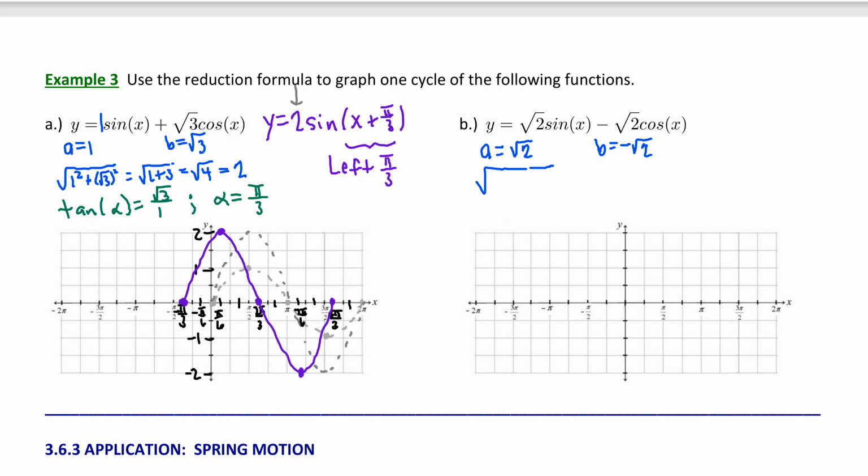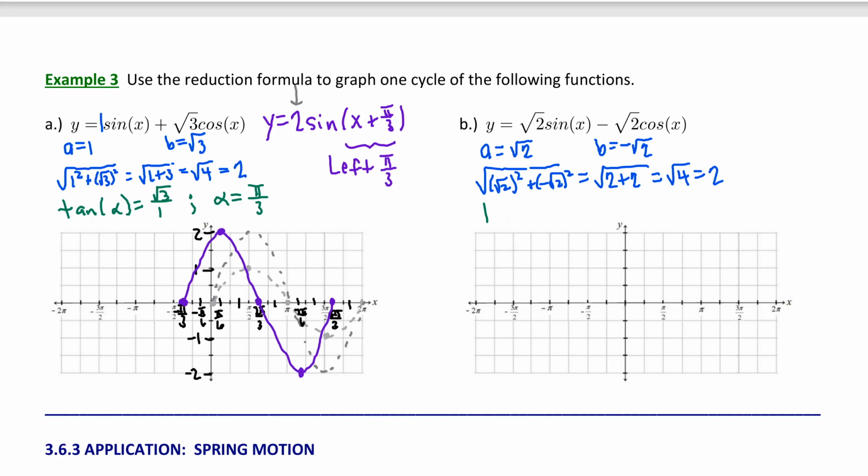To calculate the amplitude of our resulting sine wave, we're going to add the sum of the squares of these two values. The first one should be the positive one. Square root of A squared plus B squared equals square root of 2 plus 2, square root of 4 again. It looks like we're going to get an amplitude of 2.